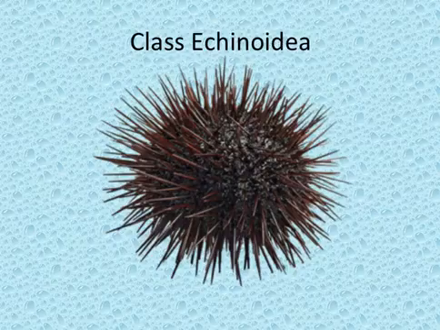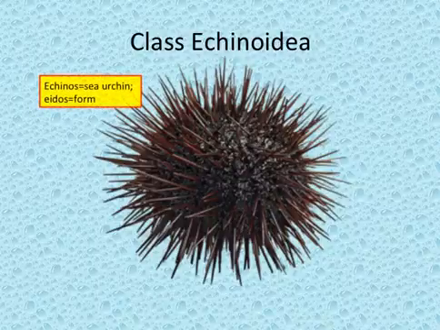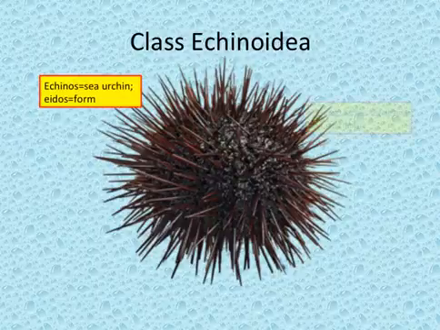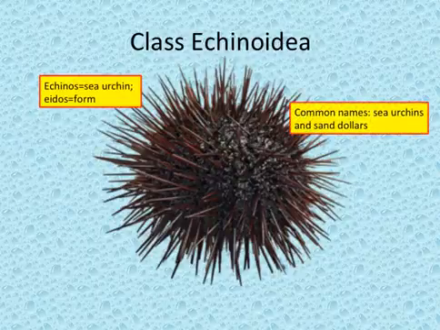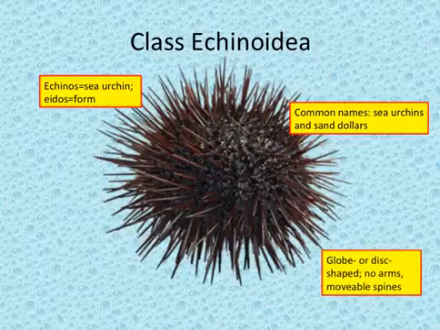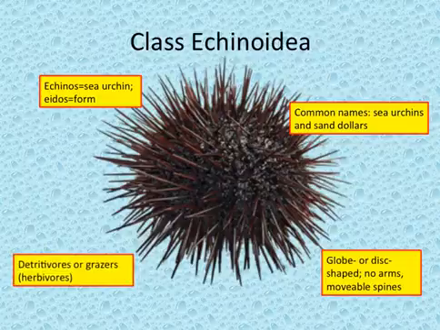Our next class is class Echinoidea. Echinos means sea urchin and eidos means form. So these are sea urchins and sand dollars. Their defining characteristic is that they are globe or disc shaped. They have no arms and they have movable spines. The type of eaters they are detritivores and grazers, which means they are herbivores.